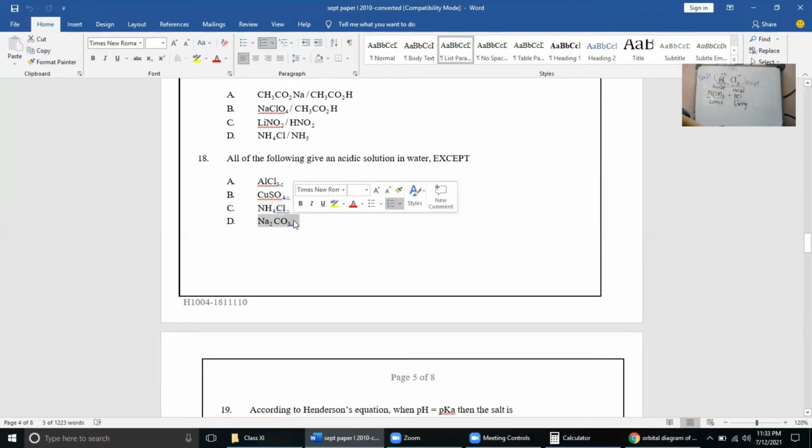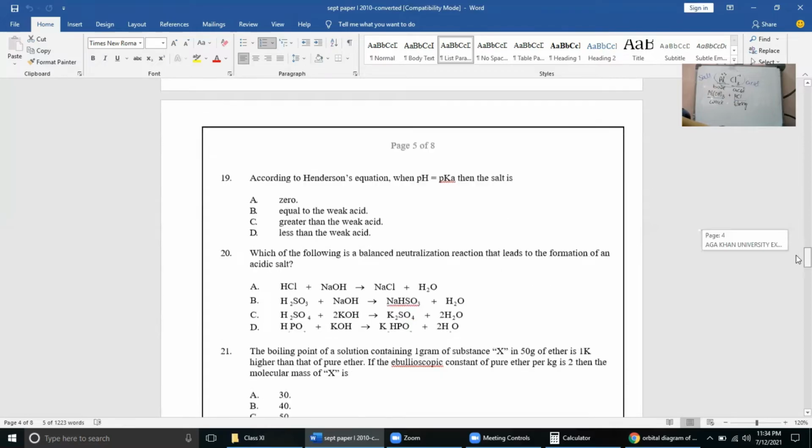Sodium carbonate. In the case of sodium carbonate, sodium came from sodium hydroxide, which is a strong base. So the solution of this salt will be basic. The carbonate radical comes from carbonic acid, which is a weak acid. So the aqueous solution of this salt will be basic. So this will be the correct answer because you need to find the exception to acidic solution. All of the following will give an acidic solution except. So this last one will give you a basic solution.